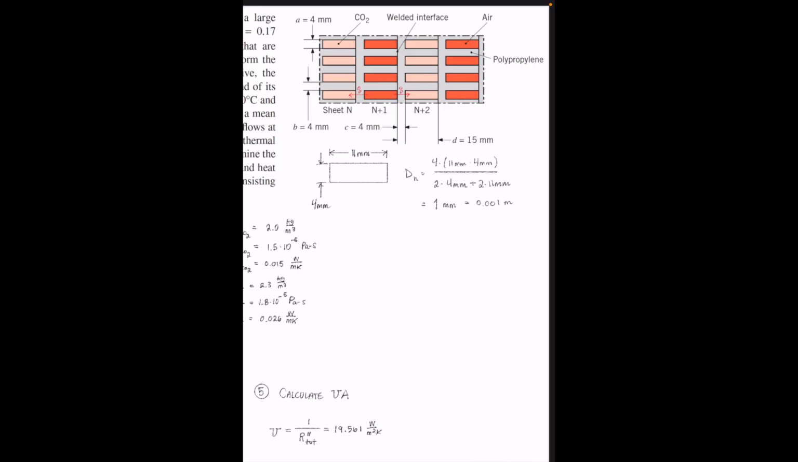We can first look at the diagram that was given to us by the problem and find that each channel for CO2 and airflow has a size of 4 millimeters by 11 millimeters. This allows us to calculate the hydraulic diameter, which is going to be used for our Reynolds number calculations. And the hydraulic diameter is defined by 4 times the cross-sectional area of each channel divided by the perimeter of each channel. And that gives us a hydraulic diameter of 1 millimeter.